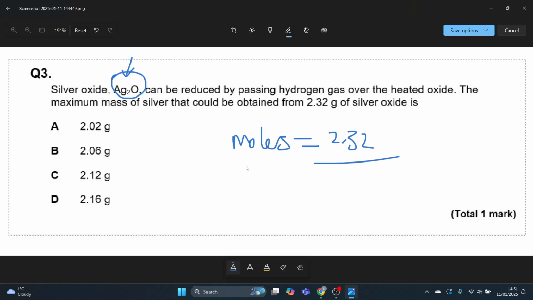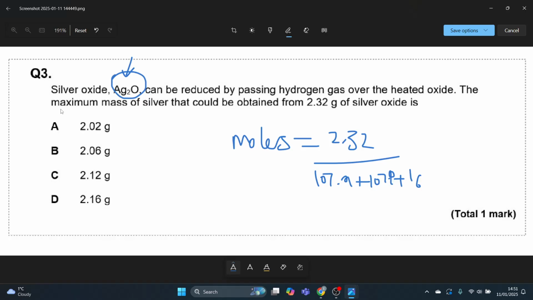Ag has an Mr of silver, which I can't really find in the periodic table. Obviously it should be here, 107.9, plus 107.9, plus 16 from the oxygen. So it's going to be 2.32 divided by 107.9 plus 107.9 plus 16. That's the moles of silver oxide.